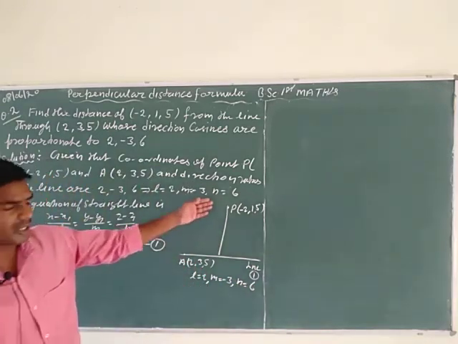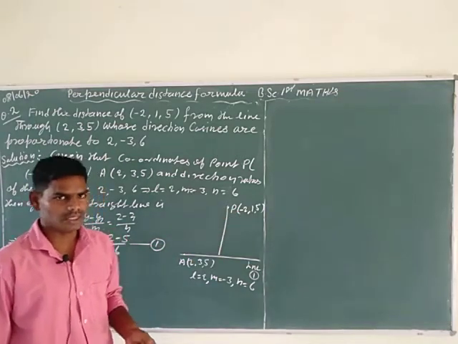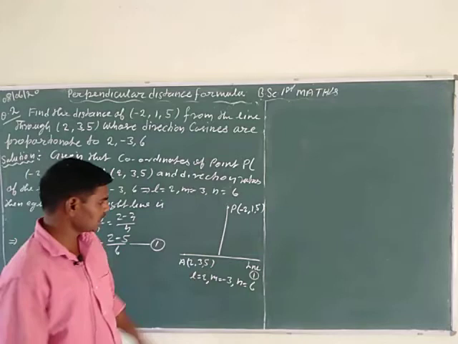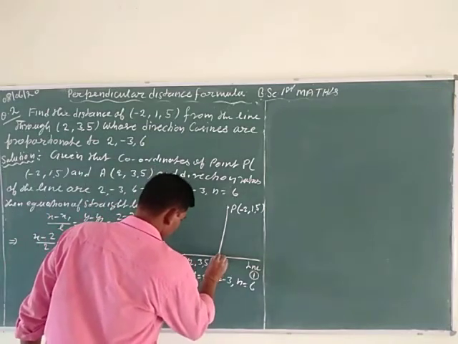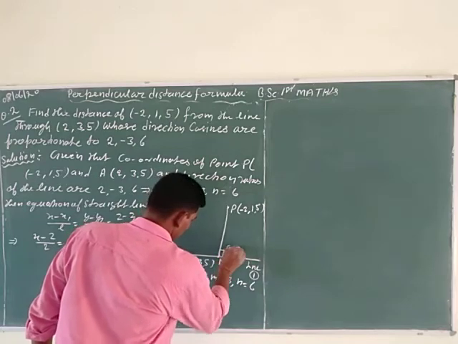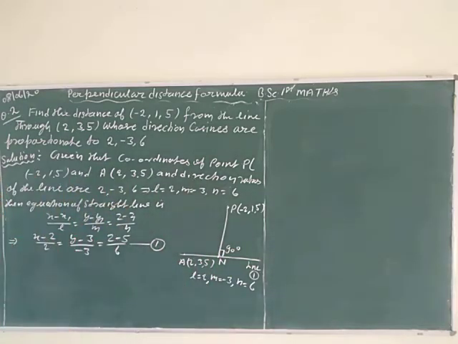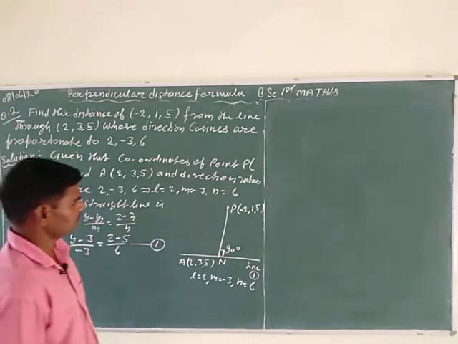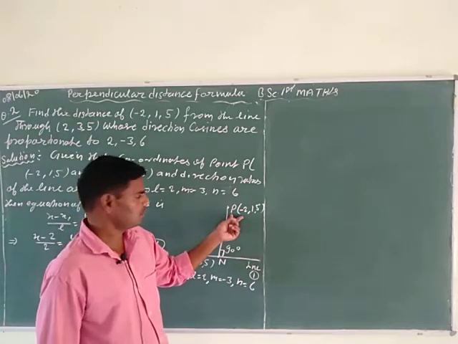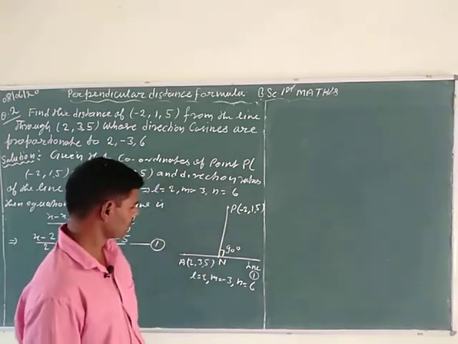Draw a perpendicular line from the given point capital P to the given straight line first. Suppose that the meeting point is capital N. Here it is denoted by capital N, and the angle is 90 degrees. Capital N is also known as the foot of perpendicular of the given straight line and the given point capital P, which is (-2, 1, 5). So N is the foot of perpendicular.